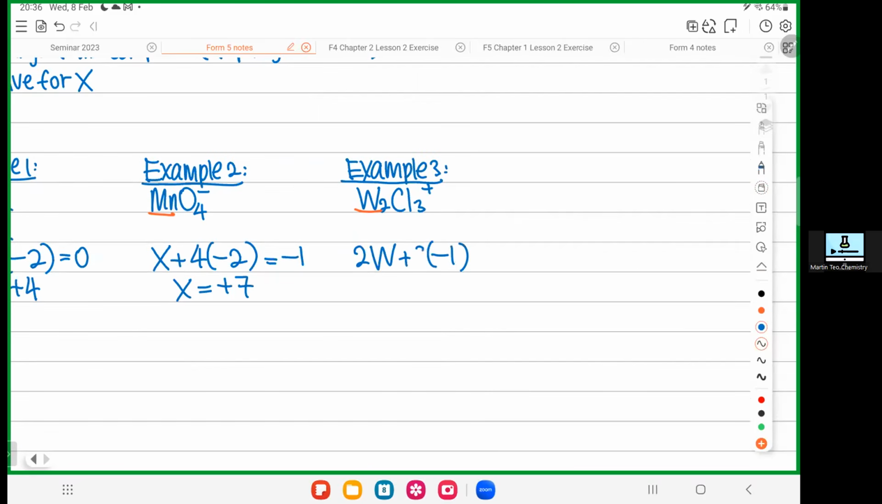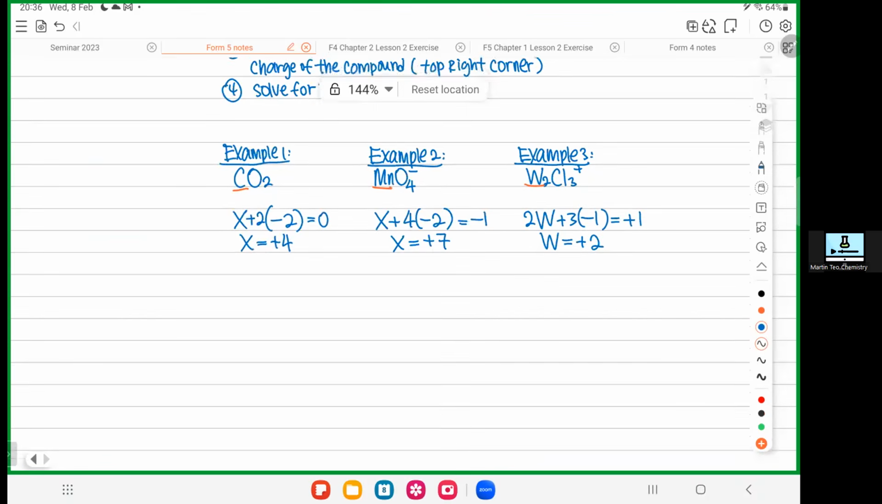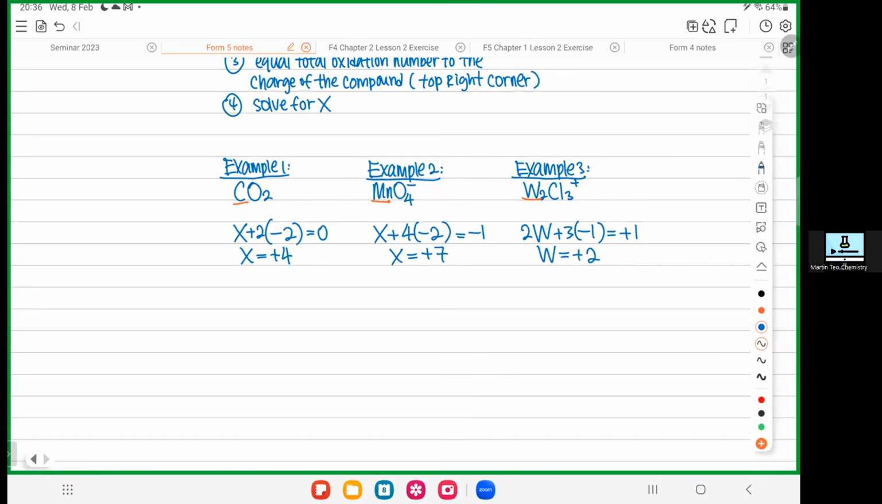We have 3 chlorine, times 3. So all the things add together equal to the total charge of the compound, +1. So do your mathematics here. You get, do it quickly, W equal to +2. So that's it. All right. So not very hard.